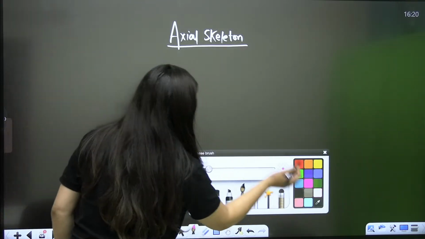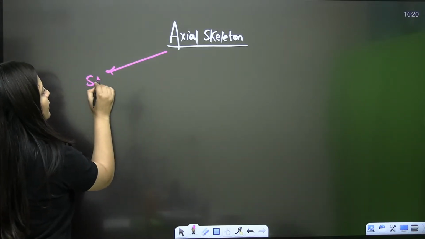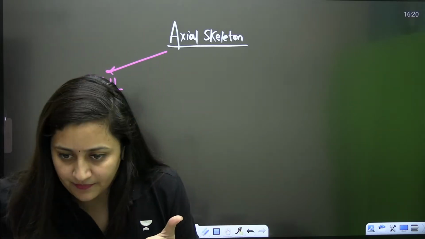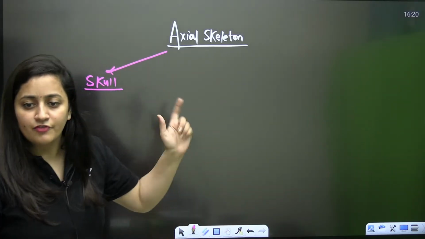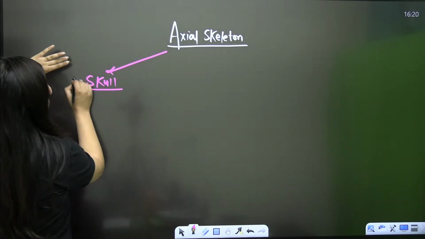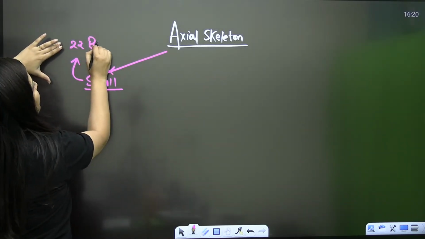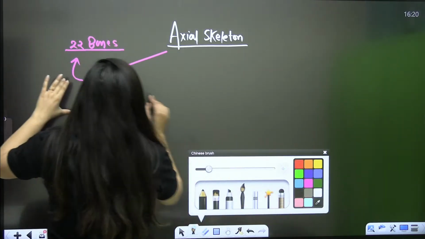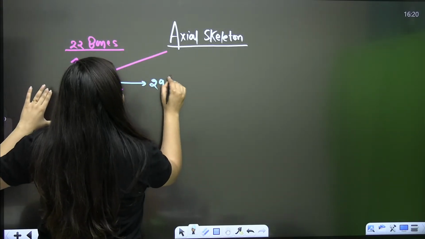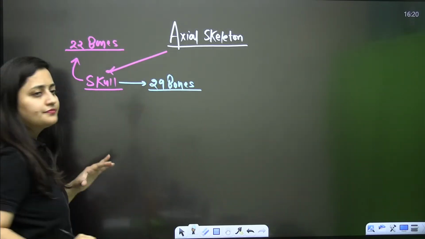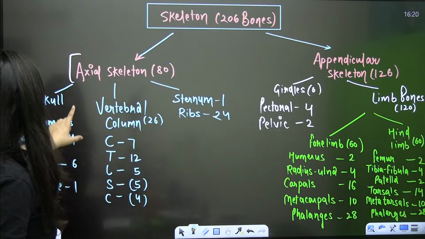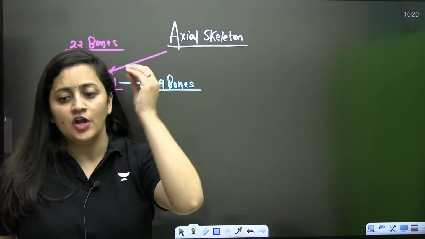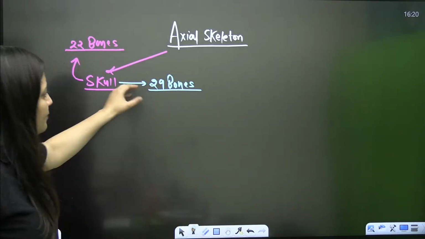So now come to the axial skeleton. As I said, you are going to include the skull. Now students, if you read this part from NCERT, in the first line it is mentioned that 22 bones are there in the skull. But I am mentioning a total of 29 bones. Can you tell me why? In the NCERT it is written that there are 22 bones in the skull, but I am going to mention 29 bones here.